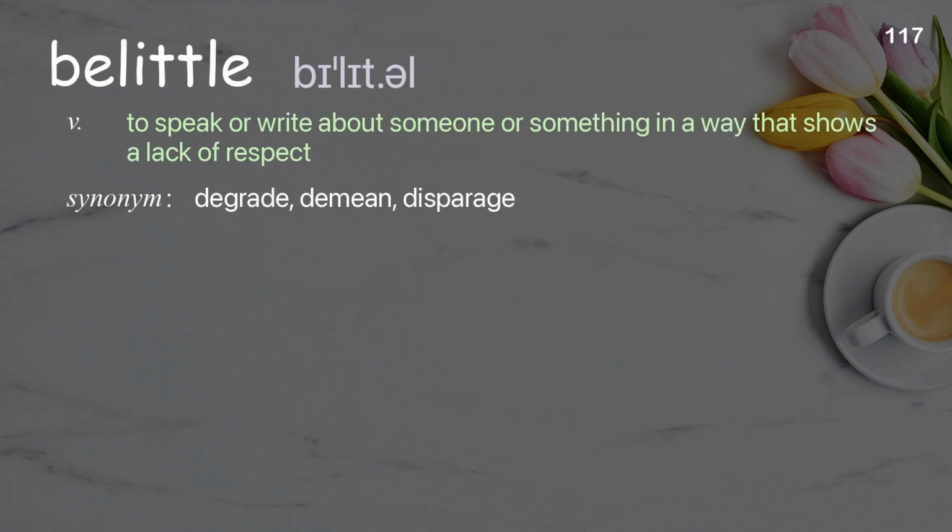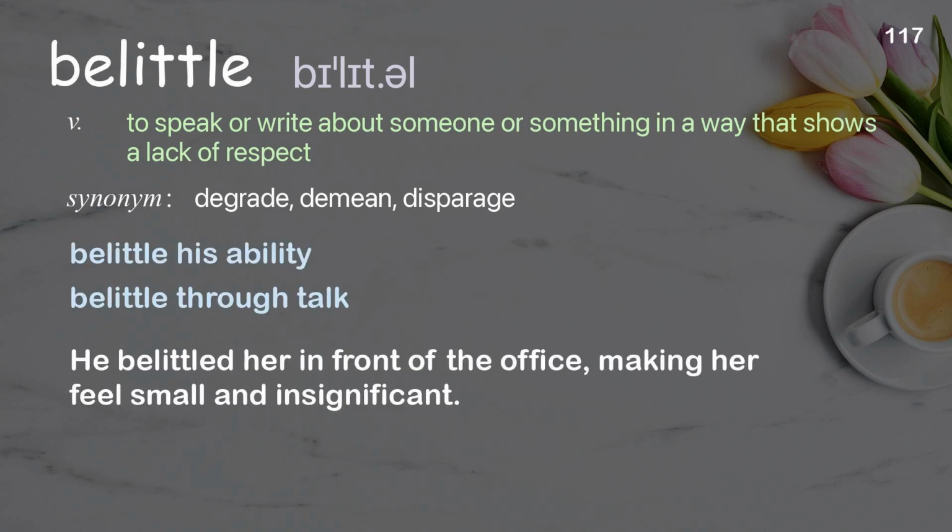Belittle. To speak or write about someone or something in a way that shows a lack of respect. Examples: Belittle his ability. Belittle through talk. He belittled her in front of the office, making her feel small and insignificant.